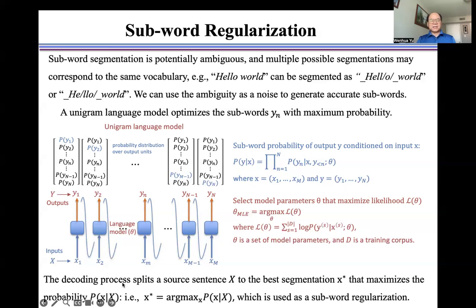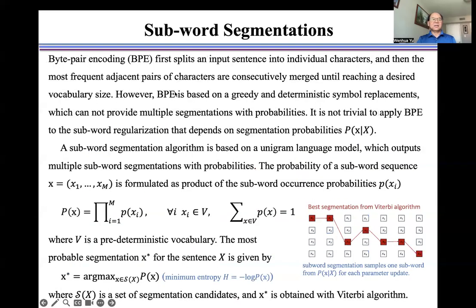The decoding process splits the source sentence X into the best segmentation X asterisk that maximizes the probability P. X asterisk is calculated from this formulation, which is used as subword regularization.